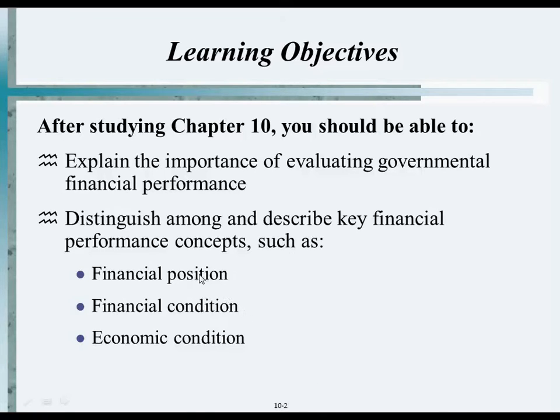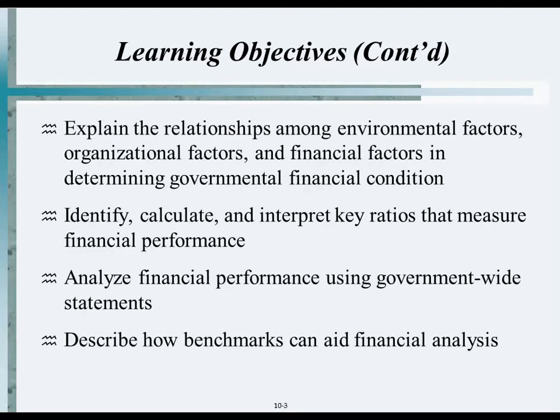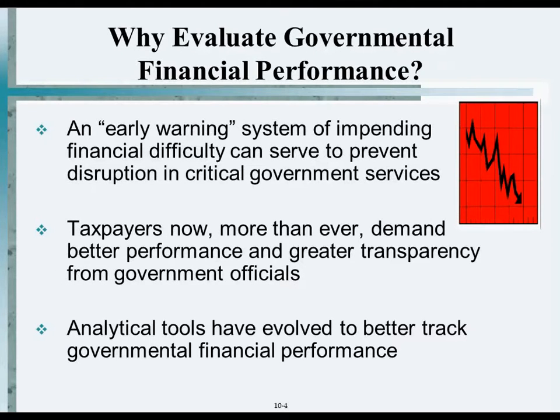So we'll take a look at the differences between these three terms: governmental financial position, financial condition, and economic condition. And they sound the same, but they are not. And we'll talk about that. We'll then talk about this ICMA model, which takes into account three different types of factors. ICMA is the International Cities Management Association. We'll take a look at the ratio, and finally we'll end up with benchmarks. Okay, so that's kind of our agenda.